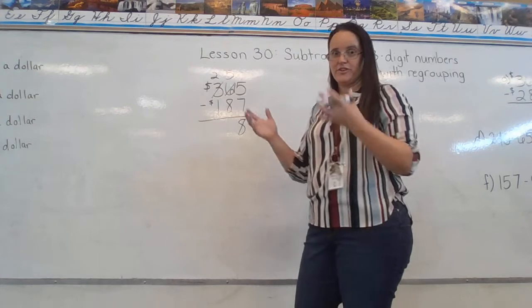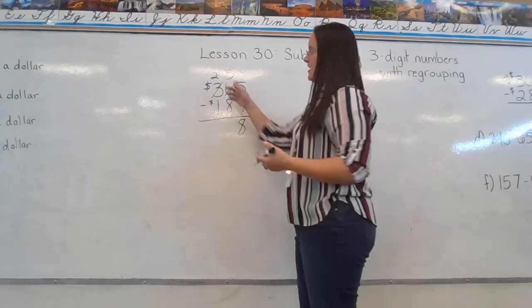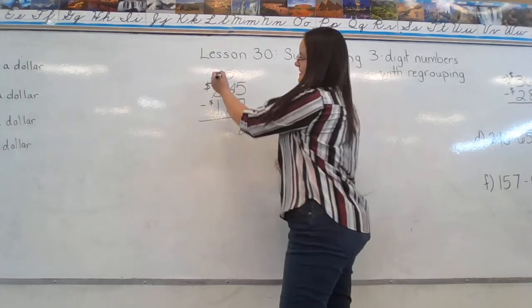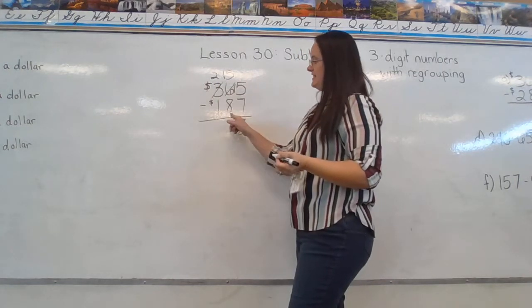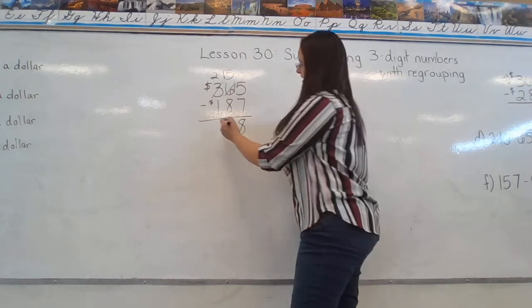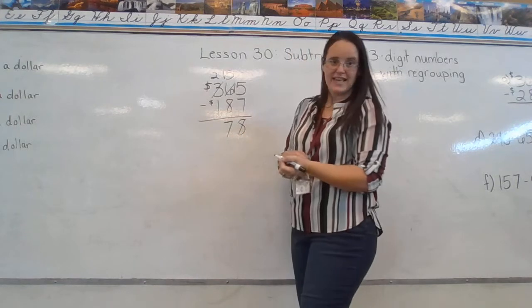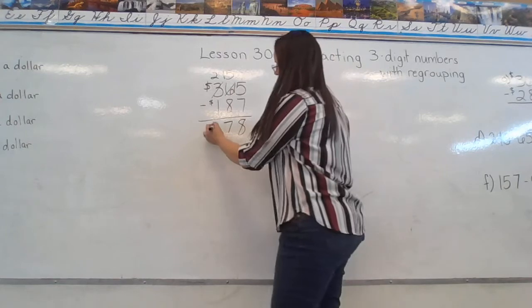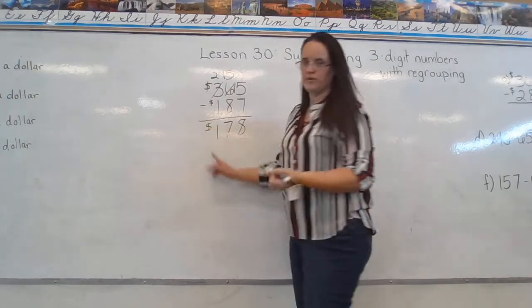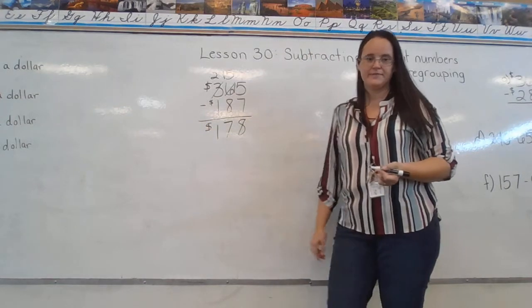10. 100 equals 10 tens. So I have 5 tens, now I have 10 more for a total of 15 tens. Now we subtract 8, and we get 7. And then I have 200 minus 100 for a total of 178.